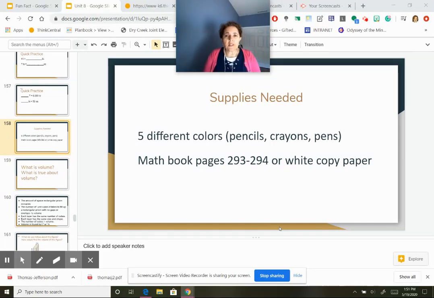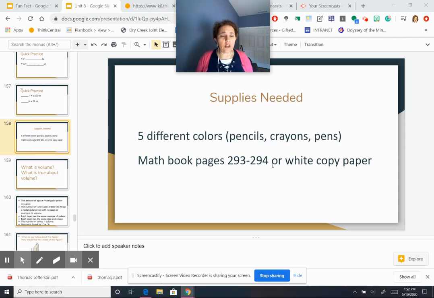All right, boys and girls, in today's math lessons, you're going to need 5 different colored pencils or crayons or pens. I use colored pencils in the classroom, but here, obviously, I'm going to use my computer. You need your math book, pages 293 and 294, or if you don't have your math book, you can simply get a piece of white copy paper and you can use that, and I'll show you in a minute how to do that, okay?